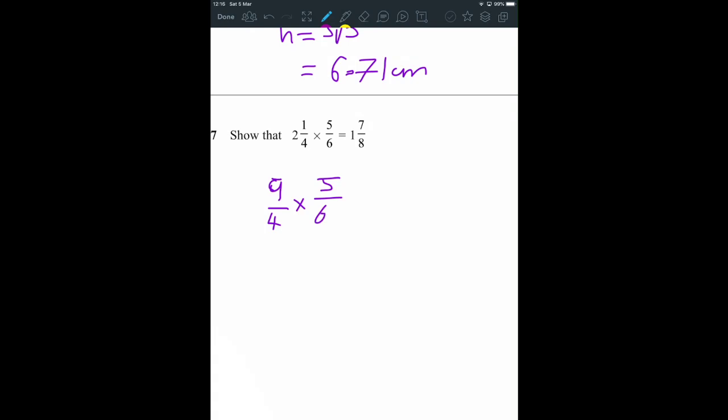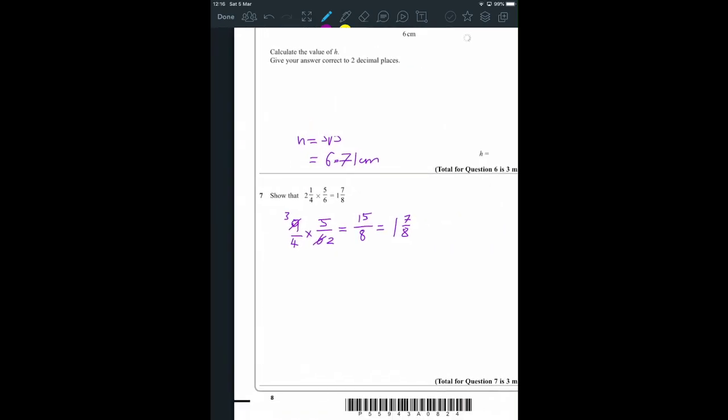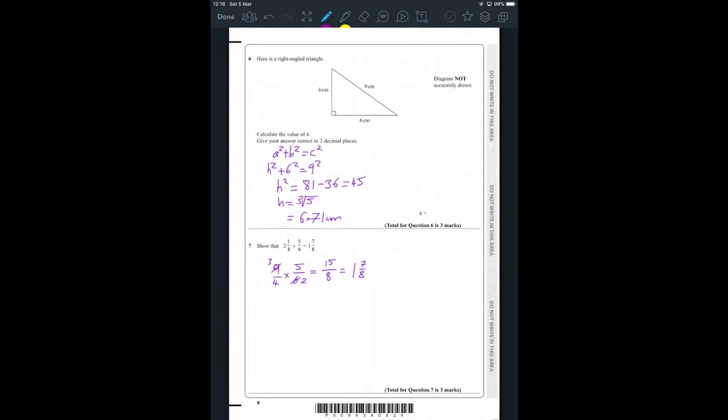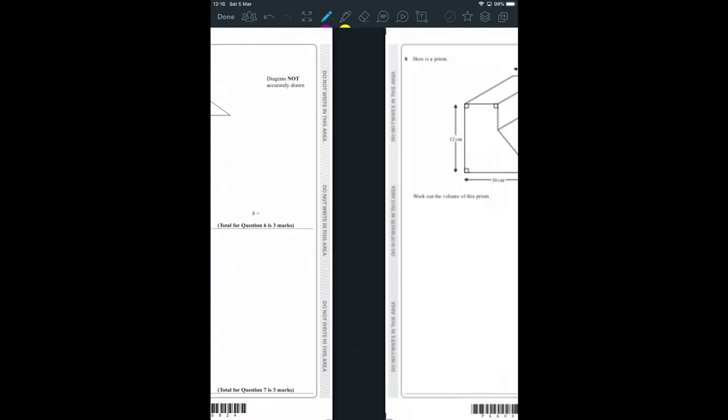I like trying to cancel first. I notice there's a common factor of 3 in the 9 and the 6, so I'm going to divide both those by 3. Now I can multiply the tops to get 15, multiply the denominators to get 8, and then convert the improper fraction back to mixed. There's 1, 8, and 15 with 7 left over. Being a show that question, I'm not allowed to skip too many steps or just write it into my calculator. I need to show each of those steps in my working clearly.